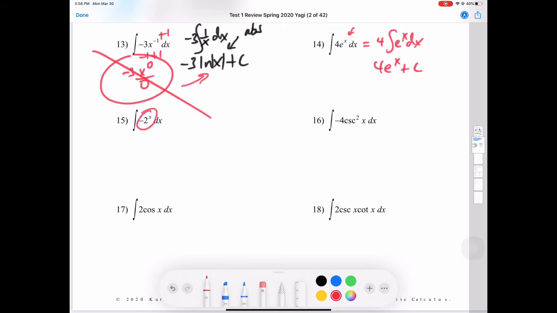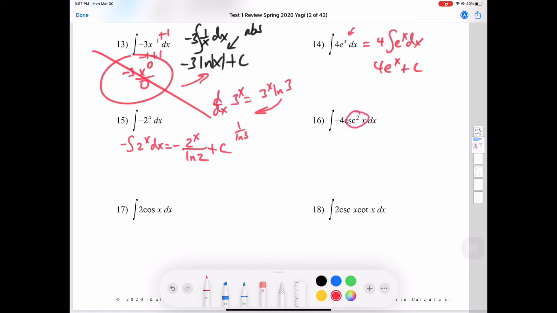I see an exponential. The rule for derivatives, d over dx of 3 to the x, is 3 to the x times the natural log of 3. To go backwards, we have to get rid of the natural log. So the rule here: the integral of 2 to the x dx is 2 to the x over ln of 2, plus c. That happens for any exponential where the base is a constant.